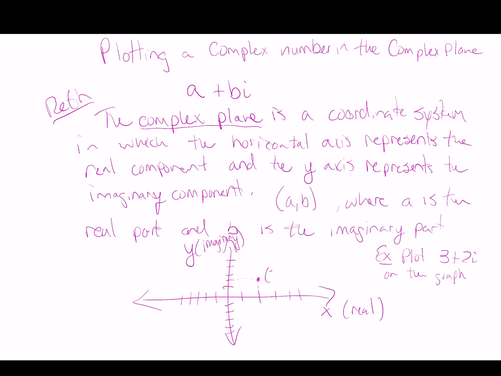Oh, I didn't go far enough over the second time. So it's 3 in the horizontal and 2 in the vertical. There's (3, 2). 3 comma 2, which represents 3 plus 2i. So let's talk about representing components on the complex plane in general.